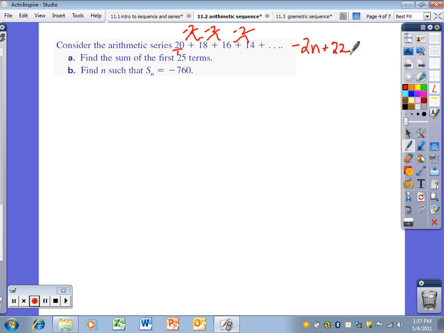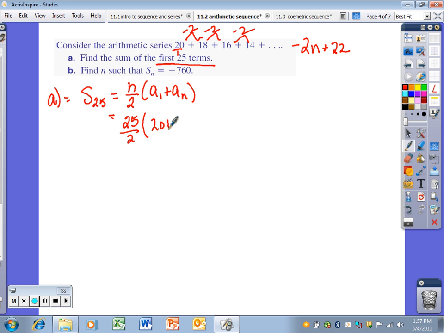All right. We want the sum of the first 25. So according to that, the sum of 25 would be n over 2, half as many as I need, times the first term plus the last term. Well, I'm adding up 25 of them. My first term is 20, plus my last term, the 25th term. How can I find the value of the 25th term? Plug it into the rule.